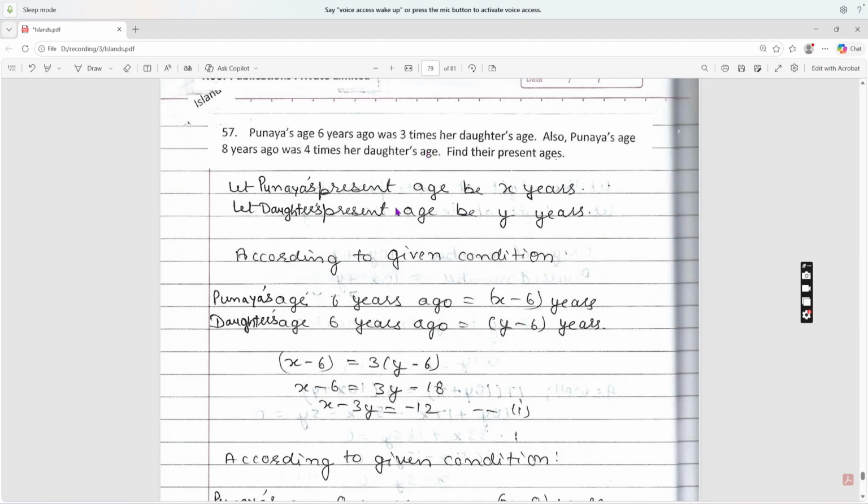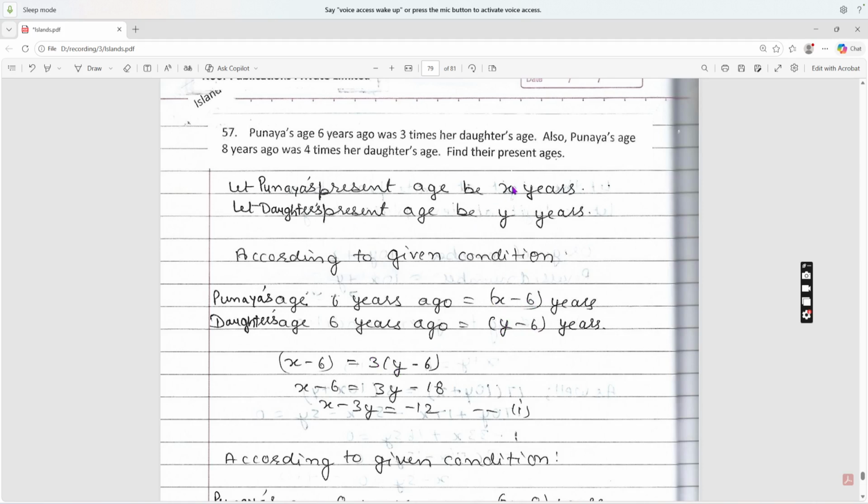Whenever these types of questions come, we always have to start by letting their present ages be x and y. So according to the question, Punya's age 6 years ago was x minus 6, and her daughter's age 6 years ago was y minus 6, because their present ages are x and y respectively. To get their ages 6 years ago, we subtract 6 from both, so x minus 6 and y minus 6.